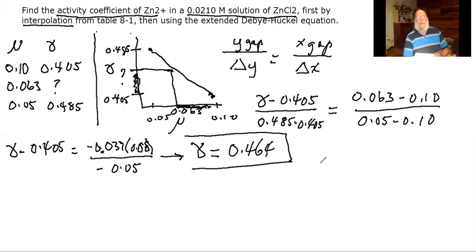And even if you get the signs wrong, you know which way it's got to go. It's got to be bigger than 0.405 and less than 0.485. So if you mix up which way it goes, that's why I like the picture. It keeps me straight as to what I'm looking at.